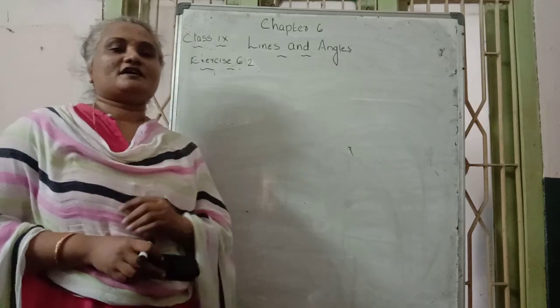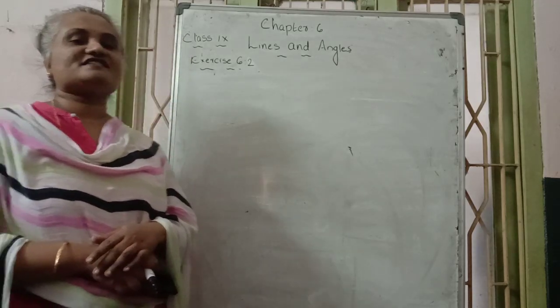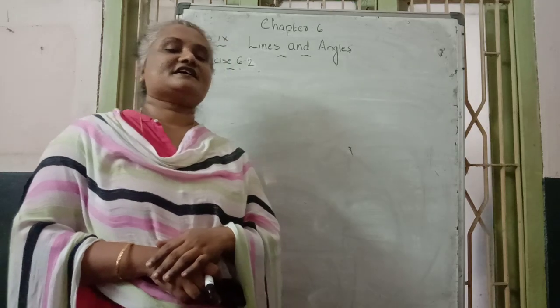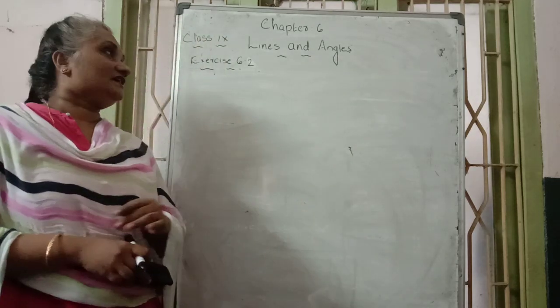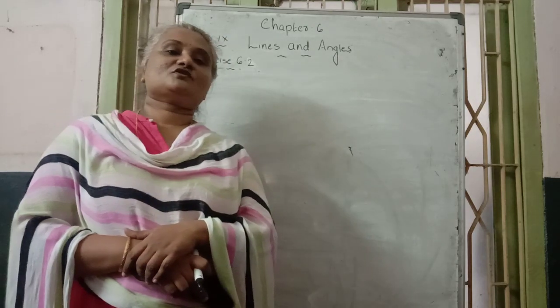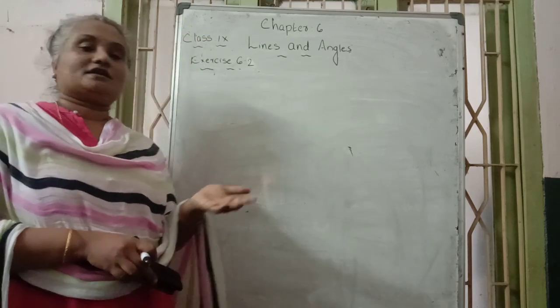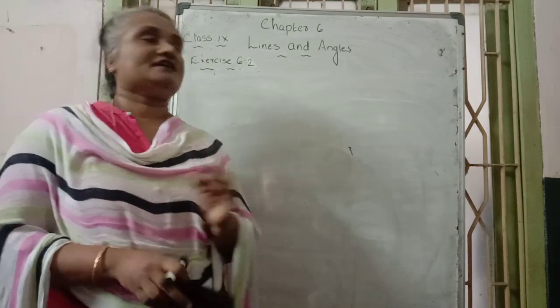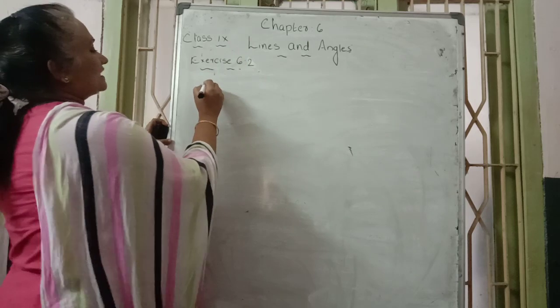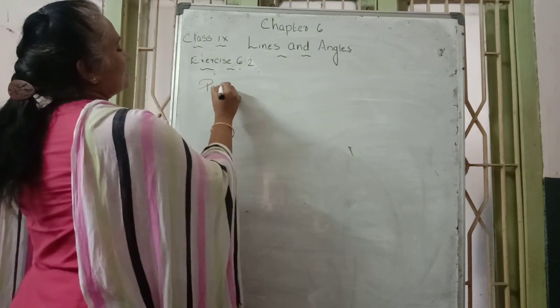Students, now we are going to discuss chapter 6, Lines and Angles. Last class we learned some things, and the remaining part we are going to learn here. First, once again I am repeating parallel lines.